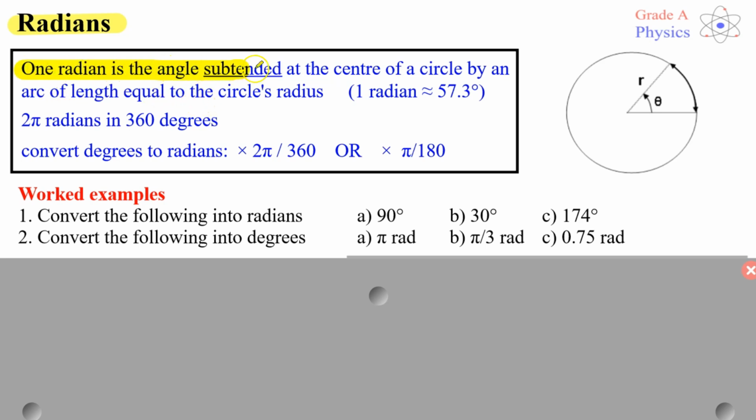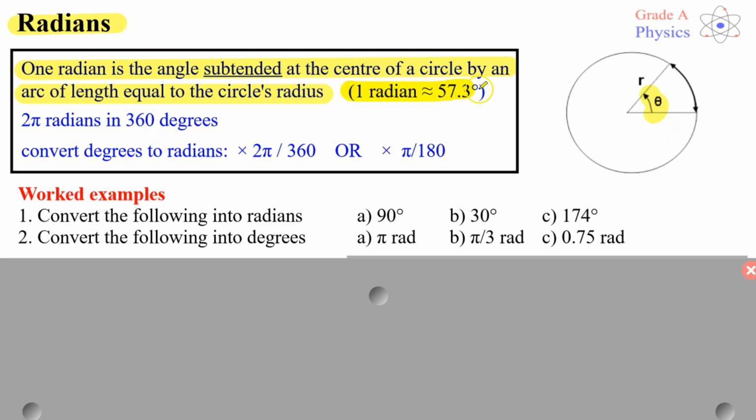1 radian is the angle subtended at the center of a circle by an arc of length equal to the circle's radius. It's quite a complicated word, subtended, but it's quite useful because it basically means this angle here. So if we have an arc length here, which is equal to the radius, then it's the angle between here of this little triangular segment here.